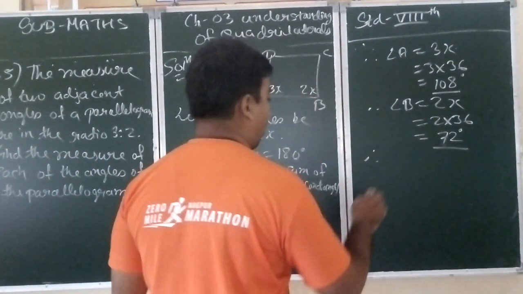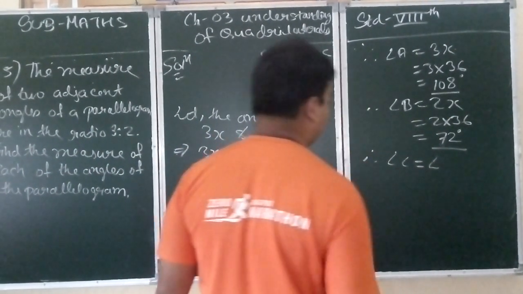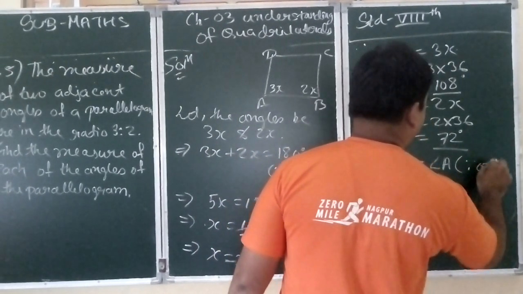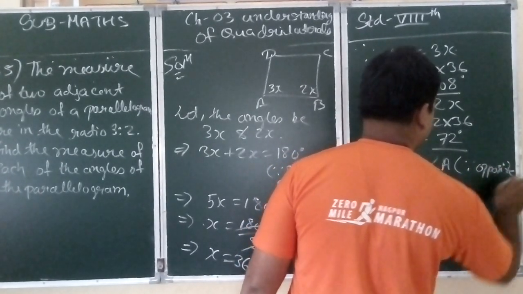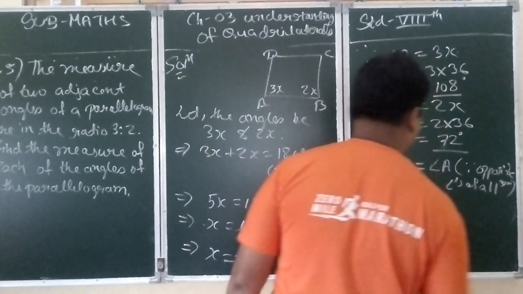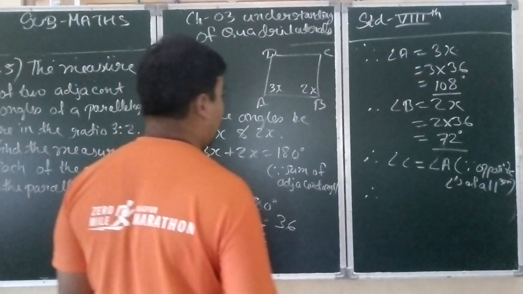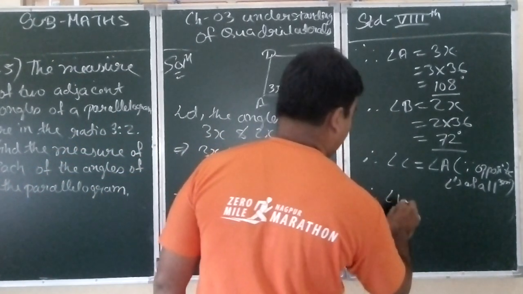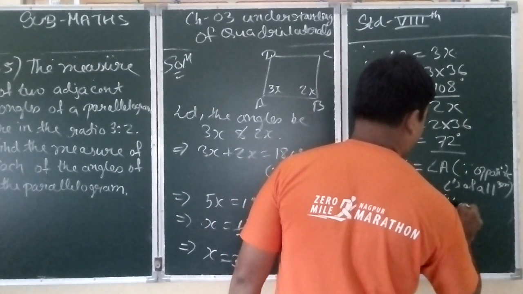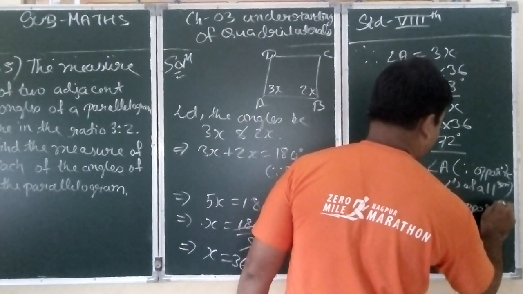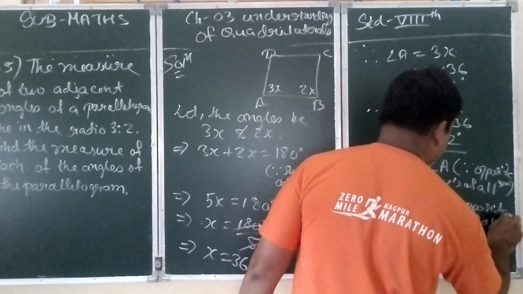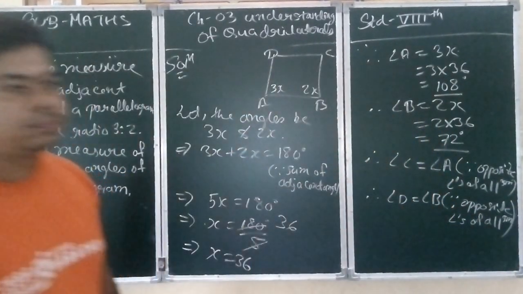Then find the value of angle C also. So angle C is equal to angle A, opposite angles of a parallelogram. Then angle D is equal to angle B, opposite angles of a parallelogram. Okay, this is the answer.